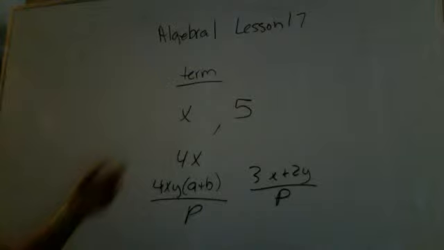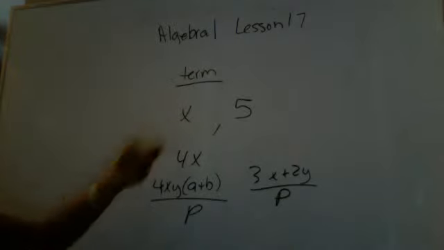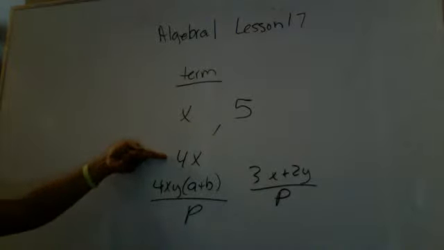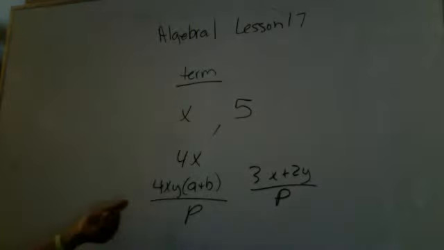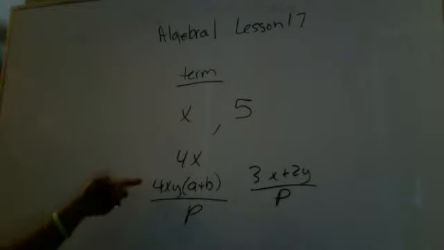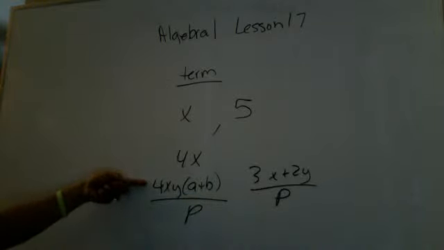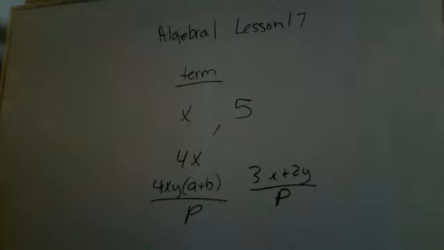So these two are terms because they have a single variable or constant. This one's a term because it contains the product of a variable and or a constant. So the product, right? That's multiplication. And these two are terms because they contain quotients, right? Isn't this a division bar? It means division. So they contain the quotient of a variable and or constants. So this whole numerator divided by p. Okay, so those are terms.